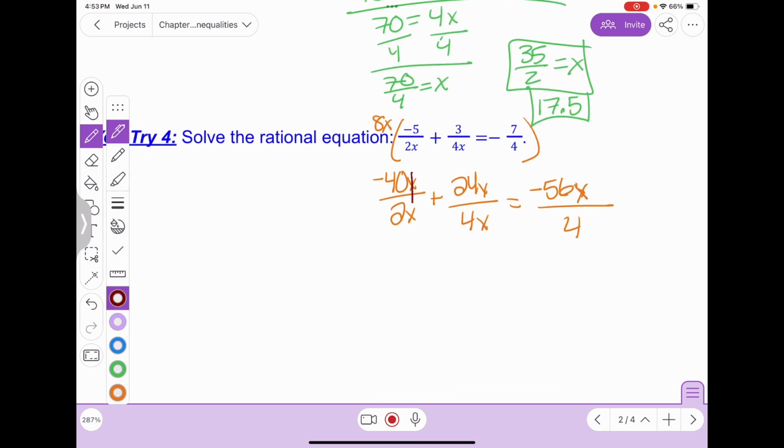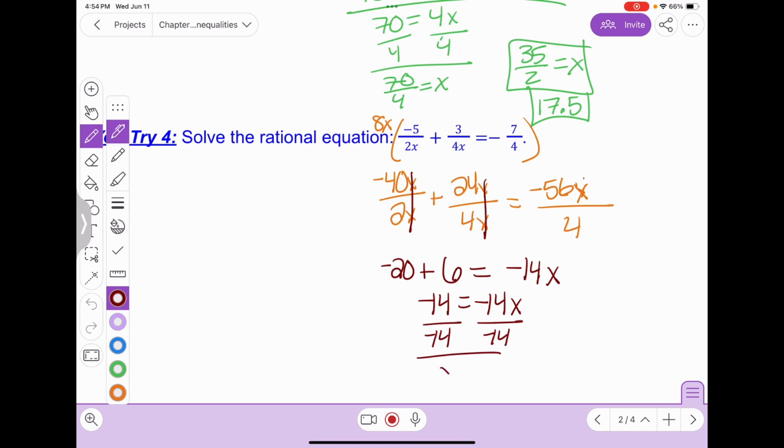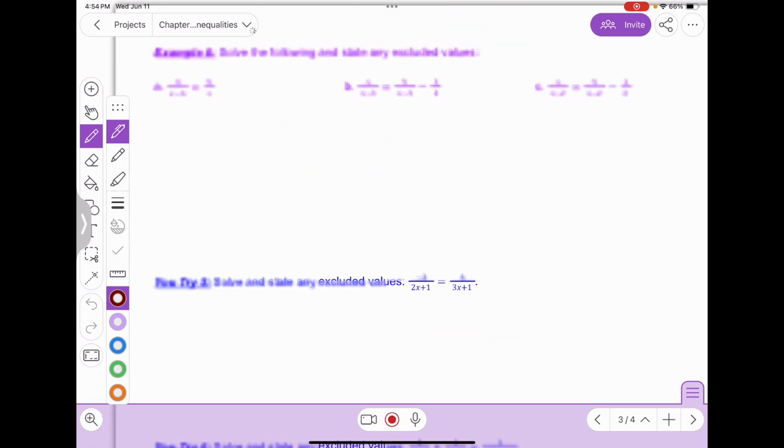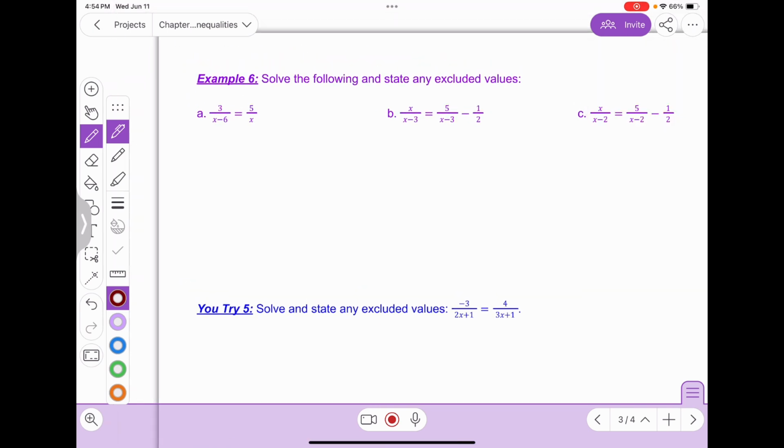Then we reduce. So negative 40 divided by 2 is negative 20. 24 divided by 4 is 6. And then 56 divided by 4 is 14. And the x is going to carry. Negative 20 plus 6 is negative 14. And then divide both sides by negative 14. And you get x equals 1. So that is when you have just a monomial or one term on the bottom.